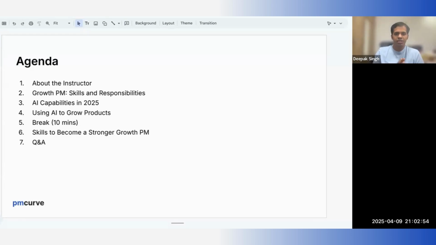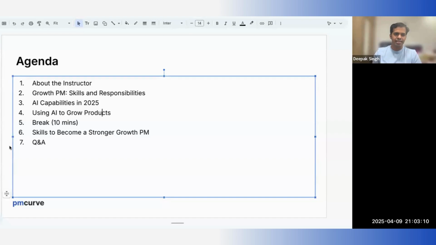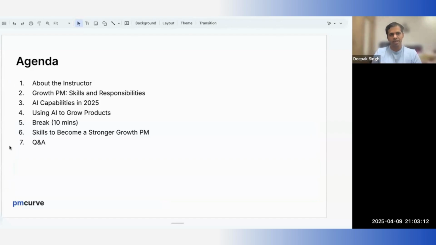Then we move on to the AI capabilities that we are seeing in 2025, right? These capabilities are fast changing. So in 2026, this might get to somewhere. But for now, let's focus on where it is right now, what is actually possible today. And then once we understand the skills of growth PMs and the capabilities, we can finally get into the segment, which is how do you use AI to grow products, right?